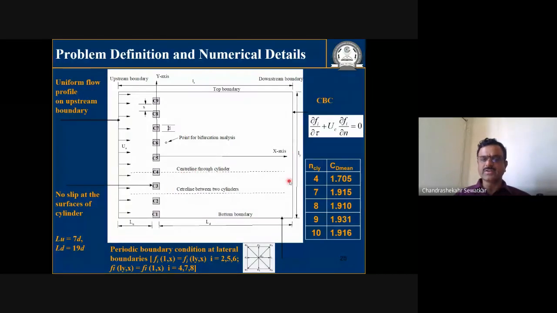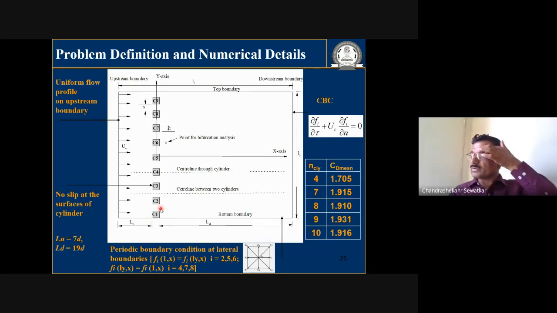I mean, we have varied the domain size and we have tried to capture the values of drag coefficient and lift coefficient. And then we finally decided the domain size. This LD is taken as around 20 times the size of the cylinder. LU is taken as 7 times the size of the cylinder, and so on. So this is essentially the problem definition and numerical details of the problem that I have tried to explain.